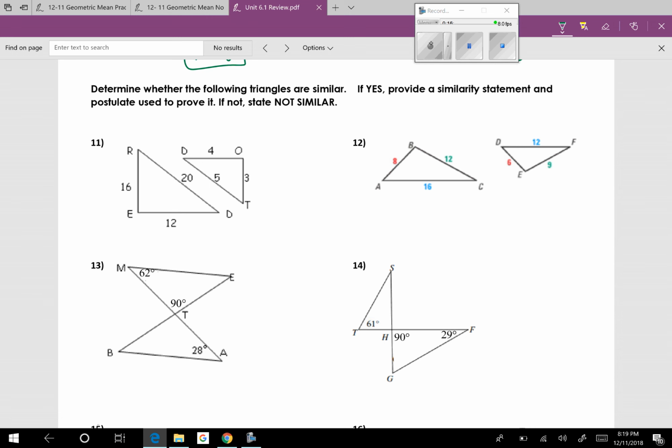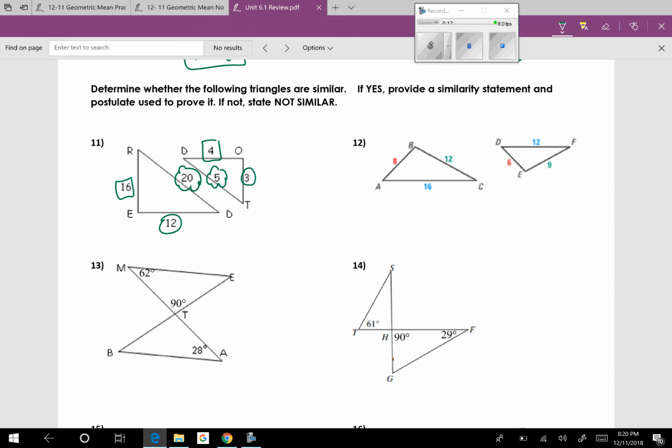So on the small triangle, my small side is 3. So I put a circle. Now go over here on the big one. My smallest side is 12, so put a circle. Okay, medium sides now. We have 4, so put a box around that one. Medium over here is 16. And then our long sides are 5 and 20. Okay, and we need to check the ratios on all of these.